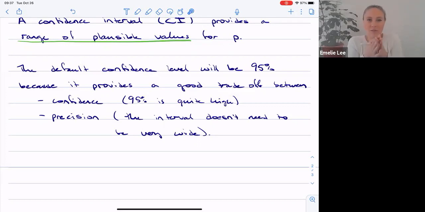So we're going to have some estimate, right? So our best guess, and that's going to be our sample proportion. And later it's going to be our sample mean, right? And so we're going to have our best guess. And then what we do is we build bounds around it. So we build up this interval, and that's going to be our confidence interval.